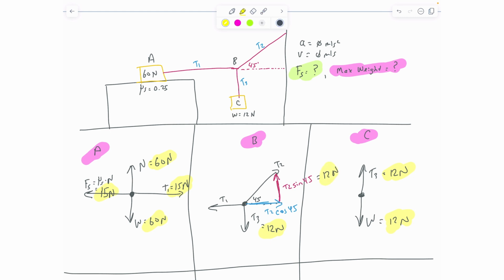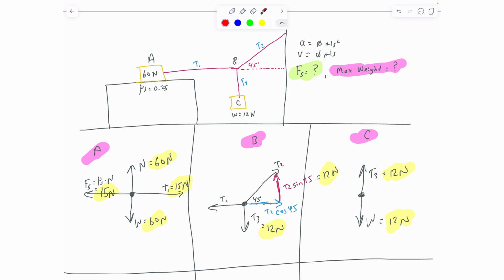Has to be 12. Now what you could do is you'd be like, okay, what's T2? Well, what you could do is take T2 equals 12N divided by sine 45, putting it at the bottom here in the denominator. So it's 12N divided by sine of 45, and so that would be T2.